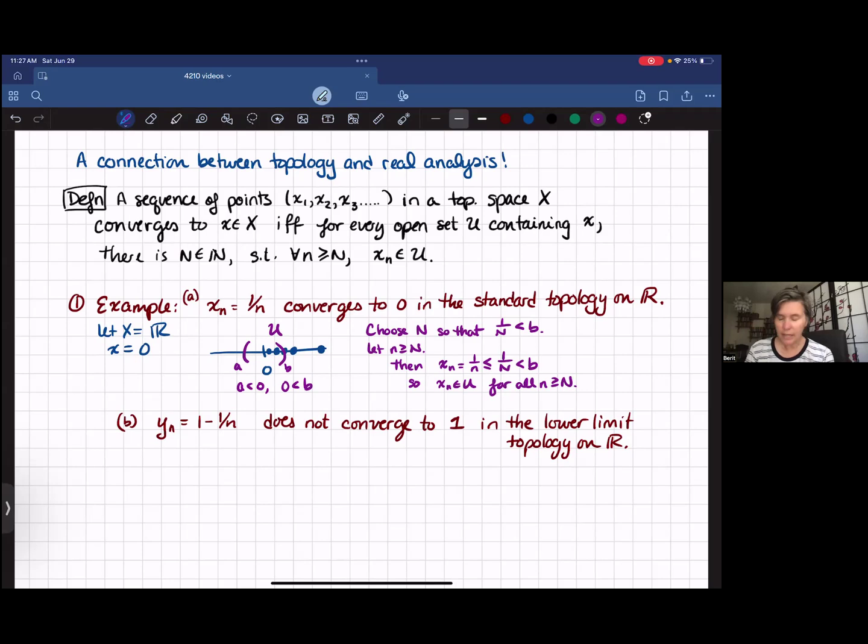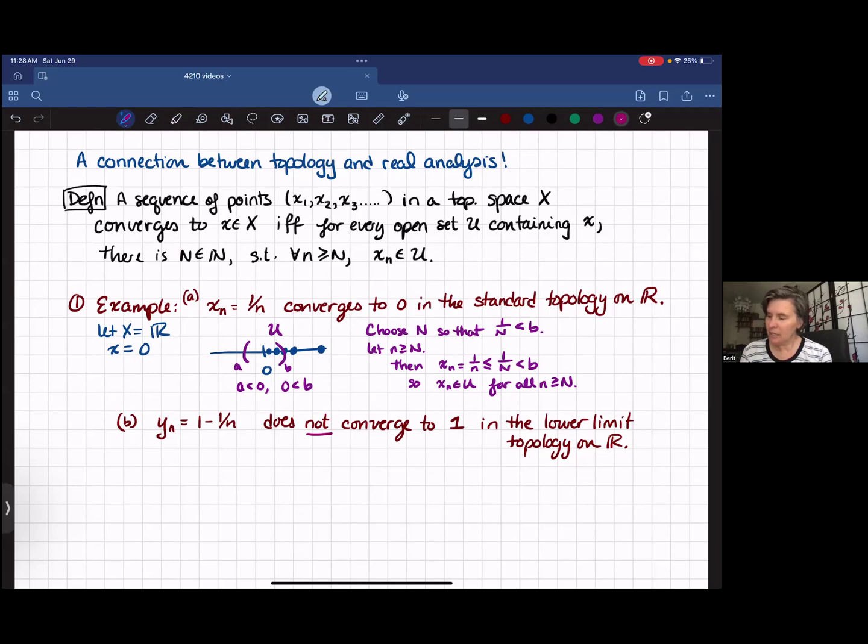Okay, now what about this second example? Let's look at the sequence 1 minus 1 over n. In the standard topology, what is the limit of that? Just using calculus, 1 over n goes to 0, so 1 minus 1 over n approaches 1 minus 0, which is 1. So you'd think it would converge to 1. But the next part of this problem says, show that it does not converge to 1 in the lower limit topology. The point is that convergence facts that are true in the standard topology might not be true in other topologies. So I have to show it does not converge to 1.